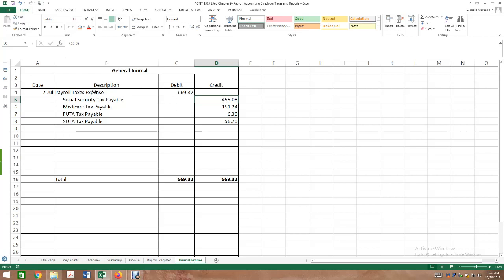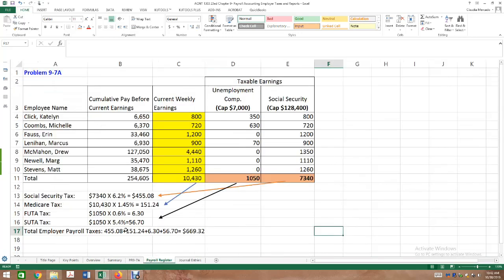You have your payroll tax expense of $669.32. This is how much you spend on payroll taxes for your employees, which includes Social Security, Medicare, FUTA, and SUTA. And we have all of the calculations of how we came up with these numbers in this sheet right here. So make sure that you do complete your assignments on time.